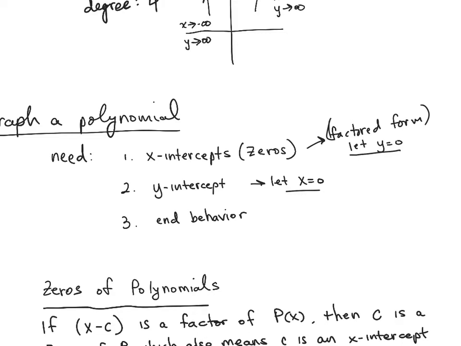And then we need to determine the correct end behavior, because that'll give us the basic shape of the function's graph. So we need the x-intercepts or zeros, those come from the factors. We need the y-intercept, and we need the end behavior.